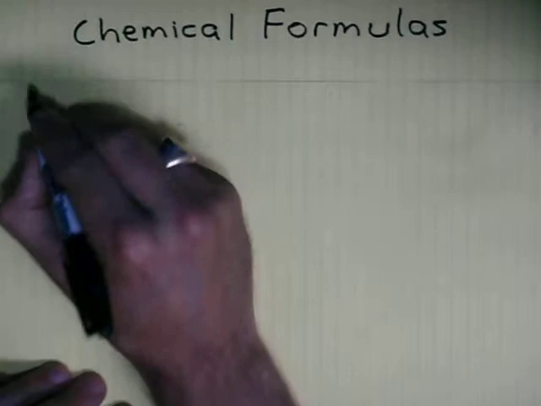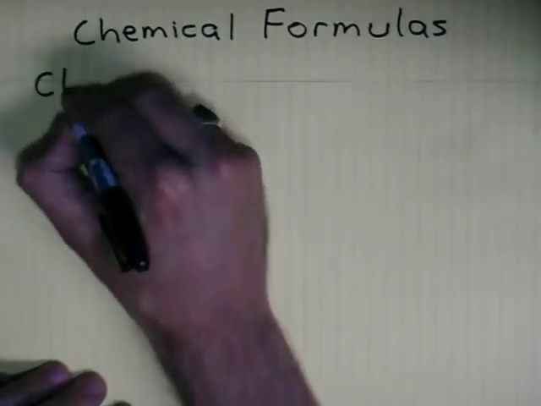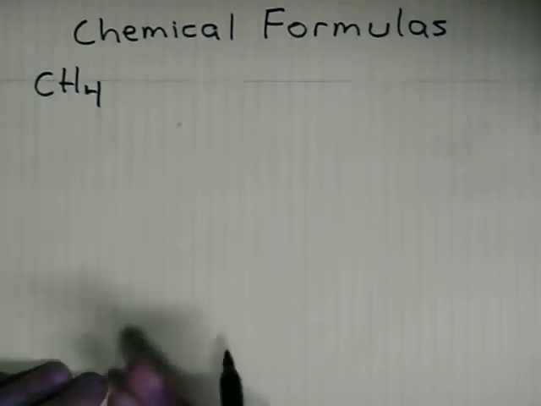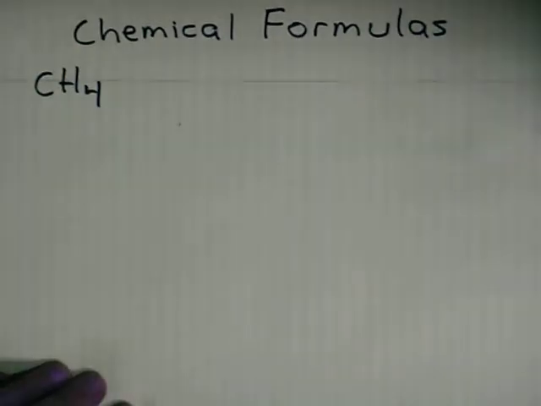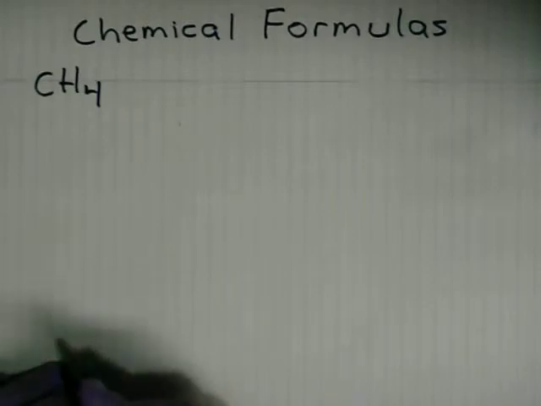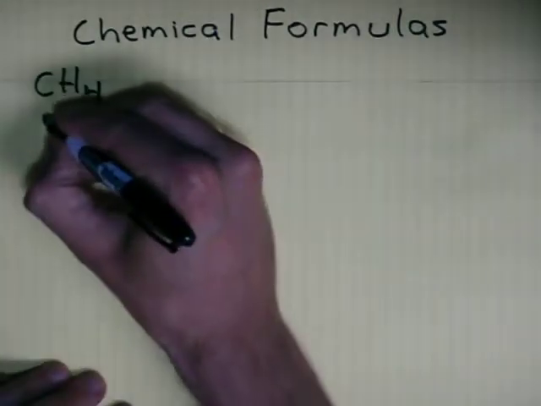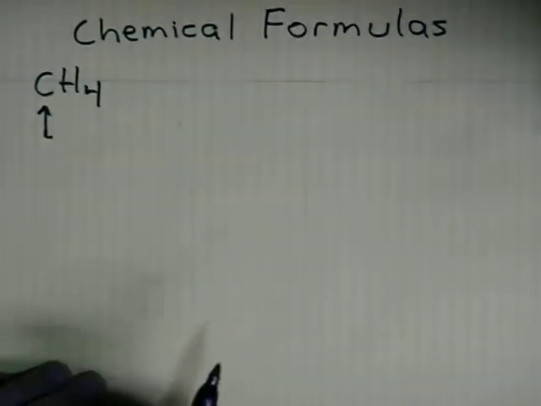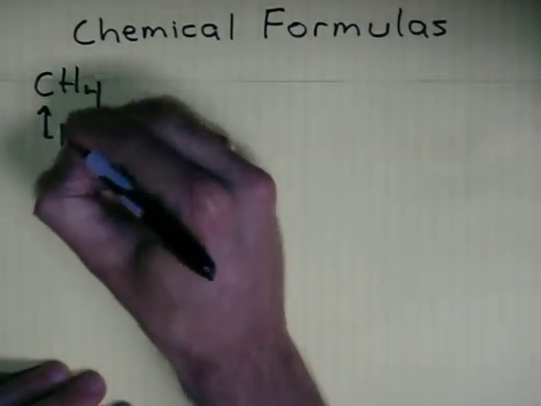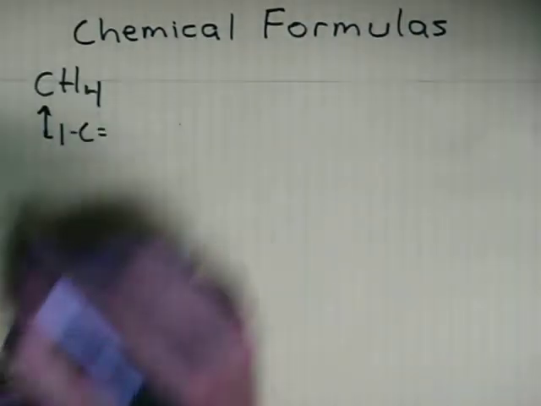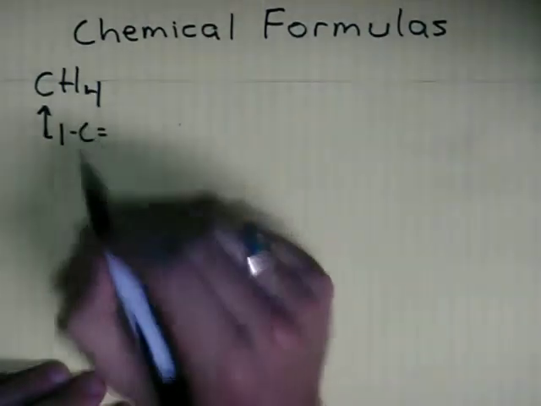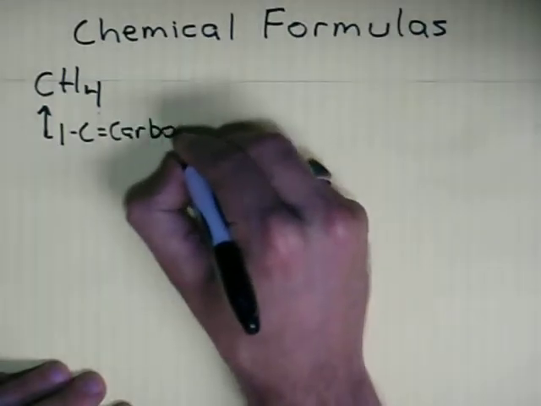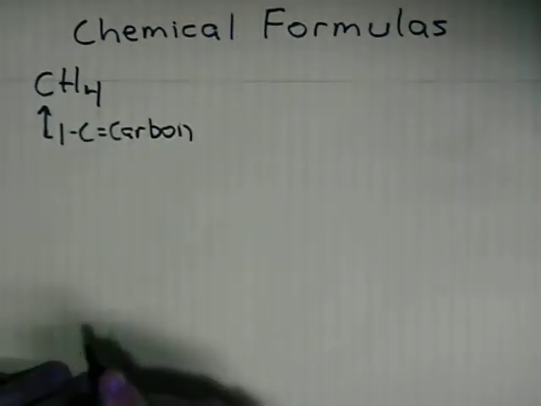If we have CH4, CH4 happens to be methane, but right out of the chemical formula, we write CH4. When we see this, what is this telling us? First of all, we look right here, we see the letter C, and there's only one of them. What that tells us is that we have one C, and if we look on the periodic table, C is the symbol for carbon. So C, one carbon atom.